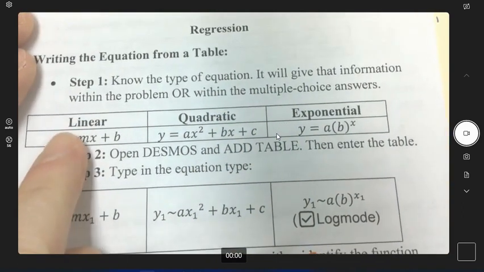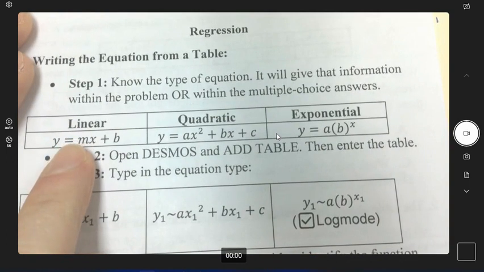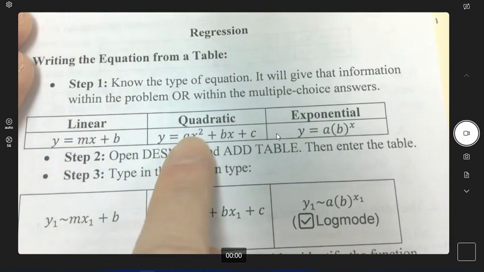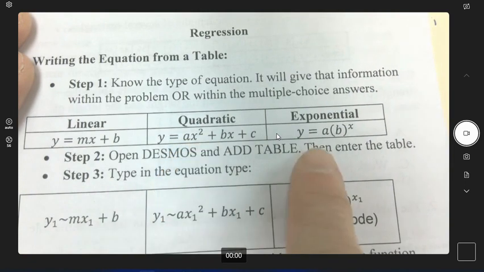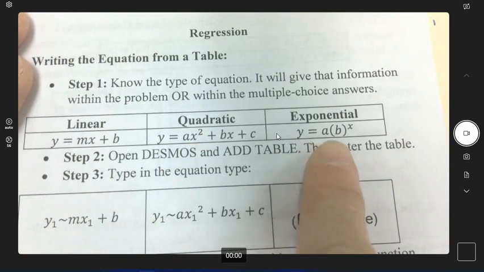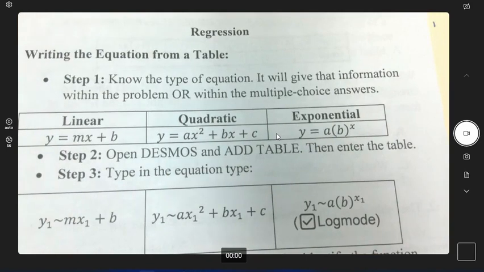This is linear. Everybody look at linear. Y equals mx plus b. Quadratic. Y equals ax squared plus bx plus c. And exponential. Y equals a times b to the x. I want y'all to open up your journal to y'all's formula chart, which is what you'll be given during the test.